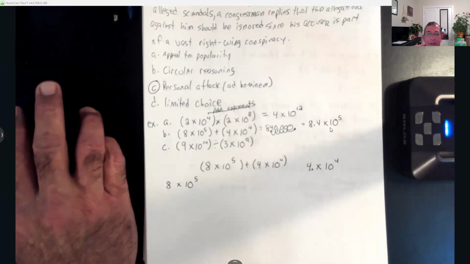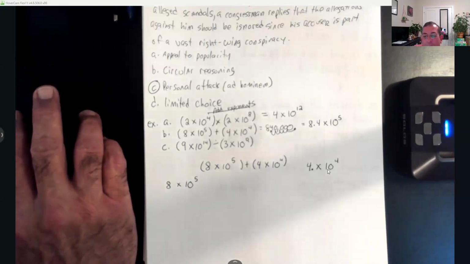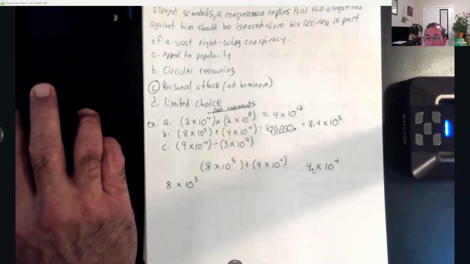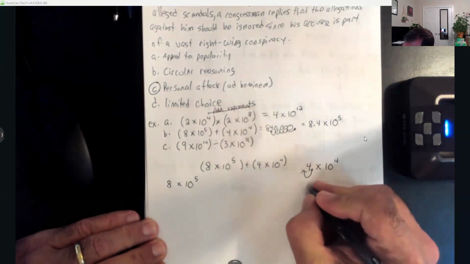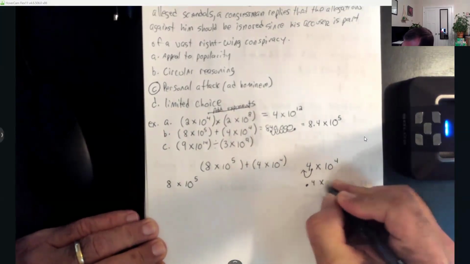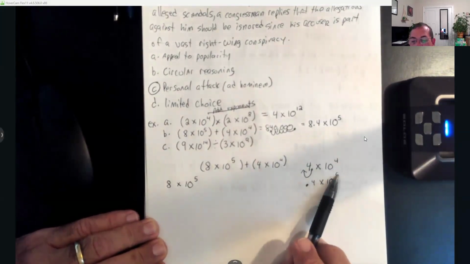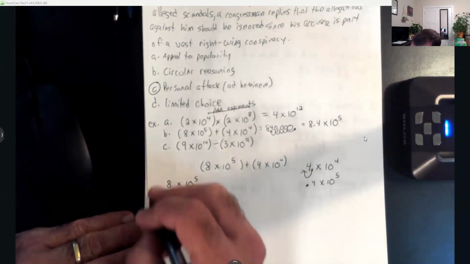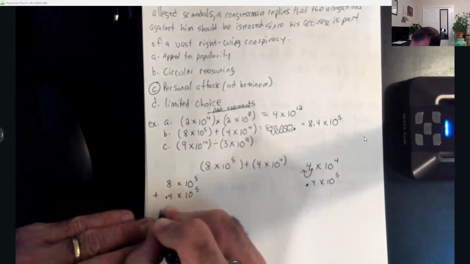Well, y'all look at this one above it, where I had the 8.4 times 10 to the 5. See how that's a positive 5? Because I moved the decimal left. So if I want to turn this 4 times 10 to the 4th into something to the 5th power, I would take this decimal and move it left one place so that I get 0.4 times 10 to the 5th. I can change them into the same exponent by moving these decimals, okay? So you've got 8 times 10 to the 5th, and we're going to add that to 0.4 times 10 to the 5th.